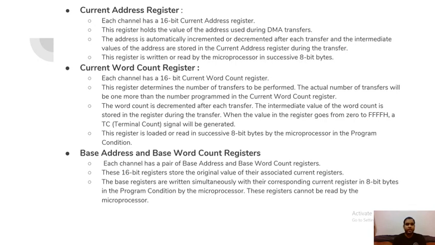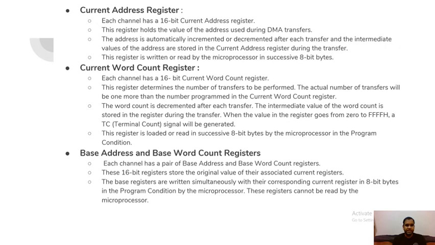Current word count register. Each channel has a 16-bit current word count register. This register determines the number of transfers to be performed. The actual number of transfers will be one more than the number programmed in the current word count register. The word count is decremented after each transfer. The intermediate value of the word count is stored in this register during the transfer. When the value in the register goes from 0 to FFFF in hexadecimal, the TC, meaning terminal count signal, will be generated. This register is loaded or read in successive 8-bit bytes by the microprocessor in the program condition.